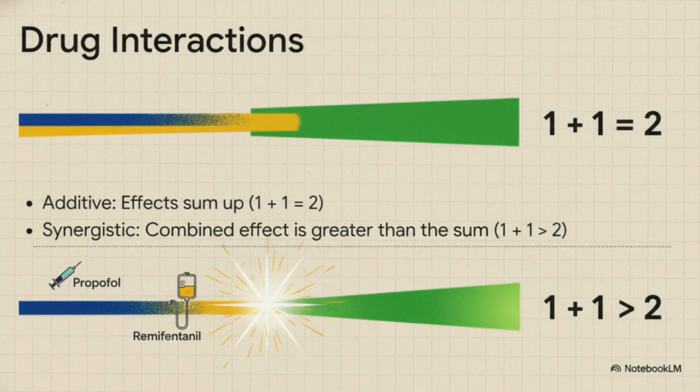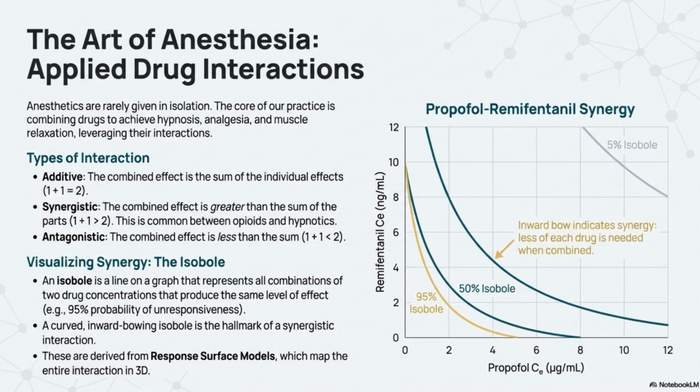And the visualization tool for this synergy is the isobole, the iso-effect line. I find this concept just fascinating. It's a great tool. An isobole is a line on a graph that represents all the combinations of two drug concentrations, X and Y, that produce the exact same effect, say a 95% probability of immobility. So if you draw a straight line between the C50 of drug X alone and the C50 of drug Y alone, that's additive. That theoretical straight line is a perfect additive interaction.